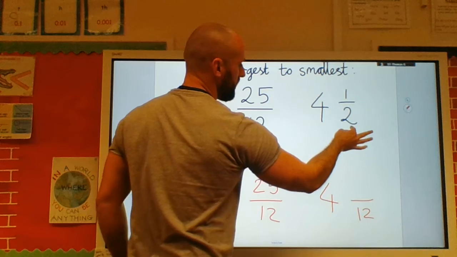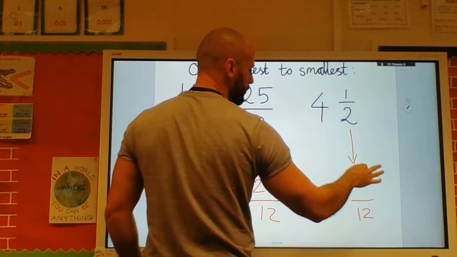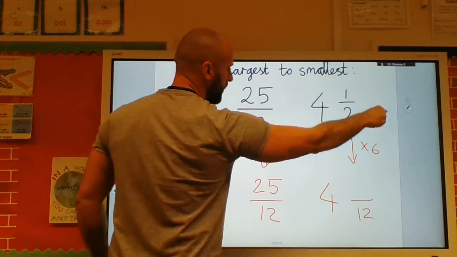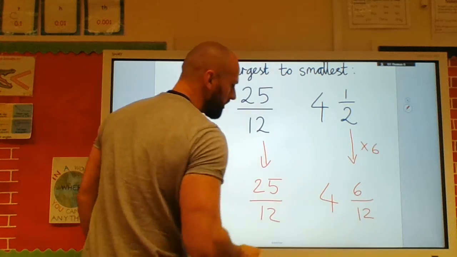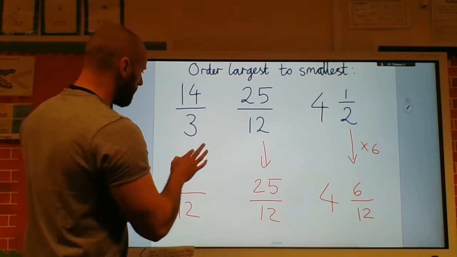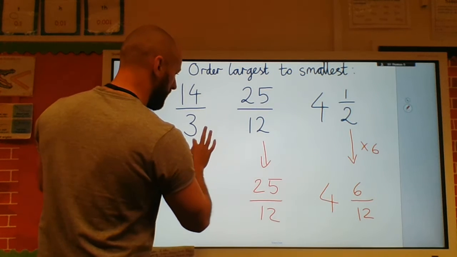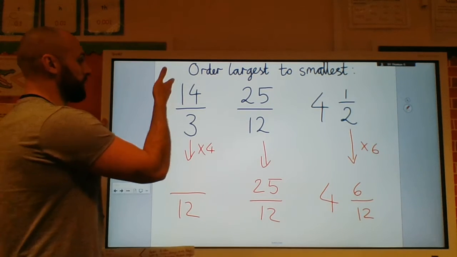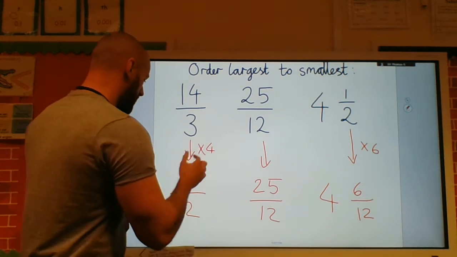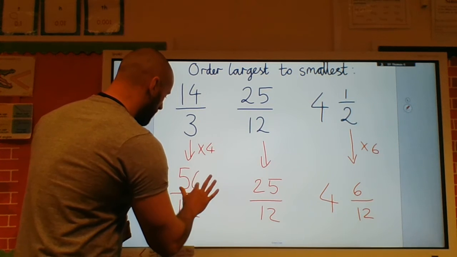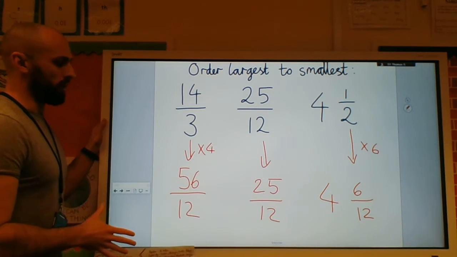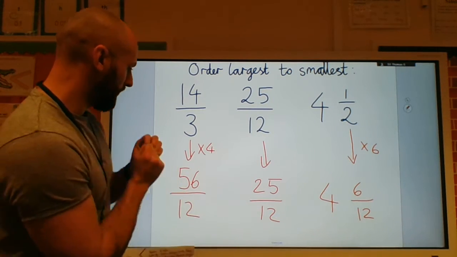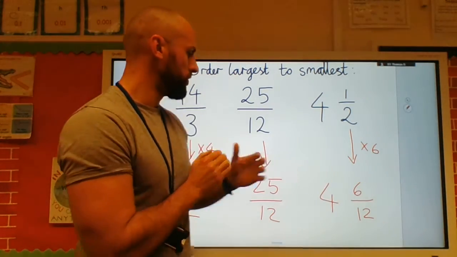Well, to have converted this to 12ths, I have to do 2 times 6. Whatever I do to the denominator, I also do to the numerator. 1 times 6 is 6. Here, well, I did 3 times 4 equals 12, so now I've got to do 14 times 4. Well, I worked it out before. It's 56 twelfths. I'm still, though, not ready to compare because I've got improper fraction, and a mixed number here.